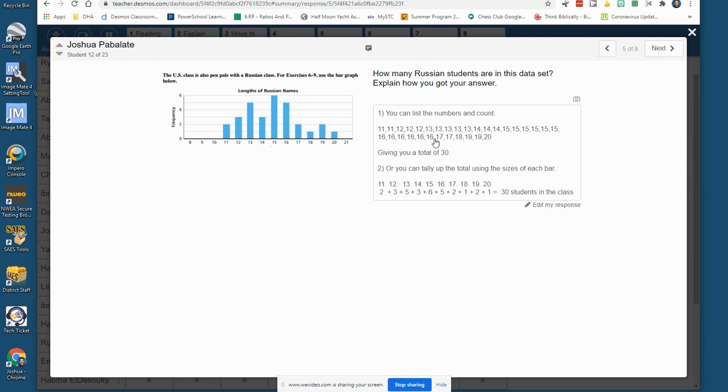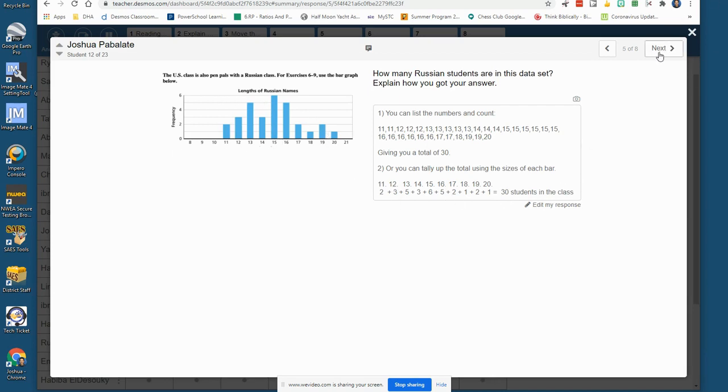A second way to do it is I know that I have 11 twice, so I just write 2. I have 12 three times, 13 five times, 3 14s, 6 15s, 5 16s, 2 17s, and 1 18. I have 2 students who have 19 letters in their name, and 1 student with 20 letters. Then I just total it up, and that's also going to give me 30. I knew to do that because I'm looking for the total number of students in the class.